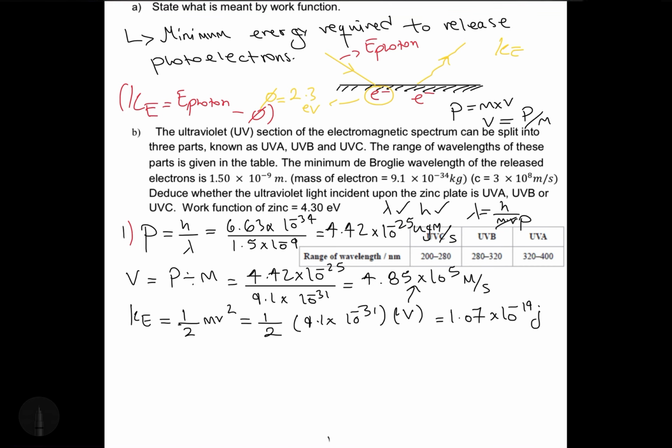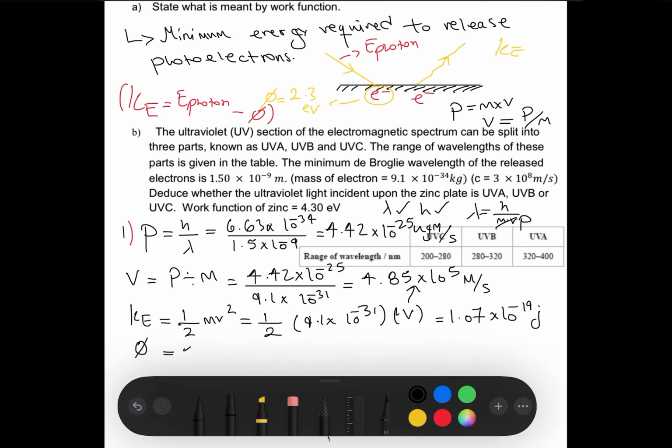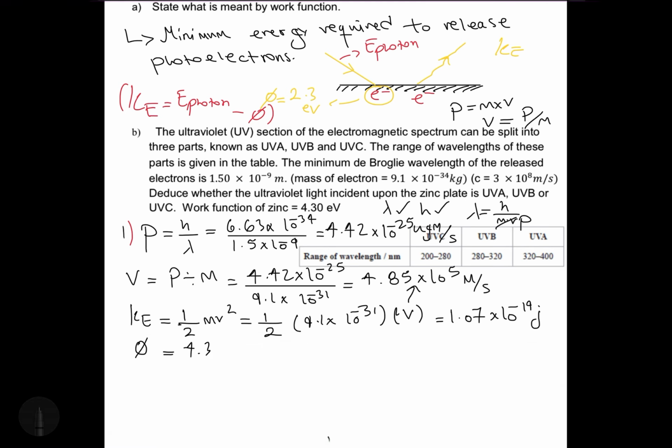Let's recap everything. We found the velocity of the particle by using its momentum. We found its kinetic energy. Now, if you recall, we also have the work function in this question, but it's given in electron volts, and you have to convert those electron volts to joules. So you have to multiply 4.3 by 1.6 times 10 to the power of minus 19, and that would give you the work function in joules. So the value is 6.88 times 10 to the power of minus 19 joules. That's going to be the work function of this metal, the zinc, in joules.